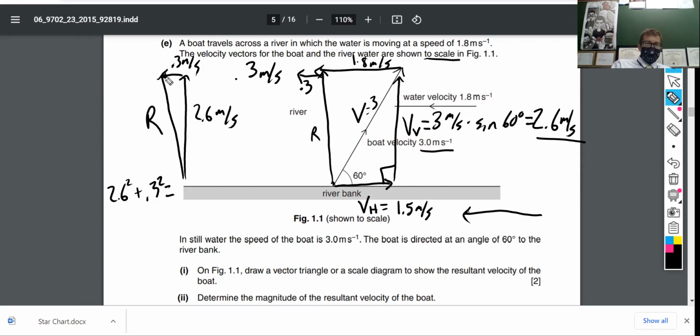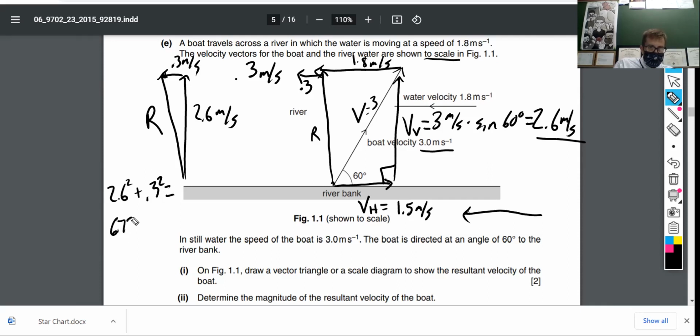And so it's nearly going to be equal to 2.6, right? That's a small contribution to the total velocity. In fact, what I could do is keep this value in my calculator so it's a little bit more precise. So the sine of 60 times 3. This 2.6, remember I rounded it. It's actually 2.598. So I'm going to take that in my calculator, 2.598 squared.